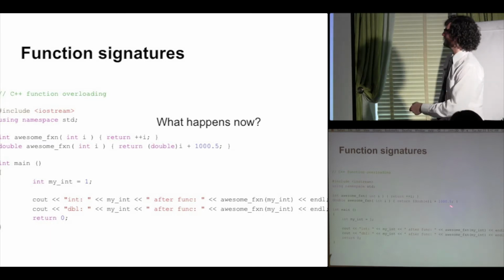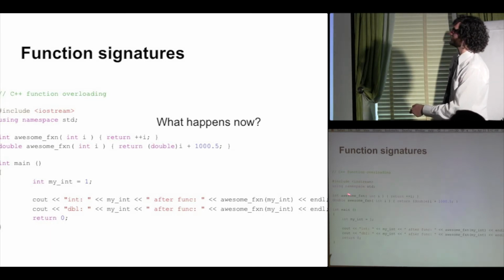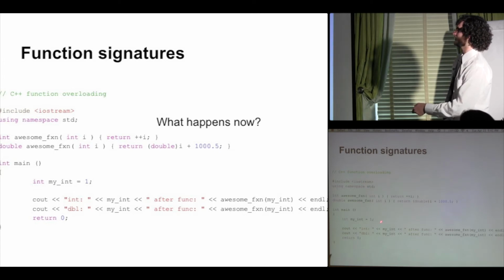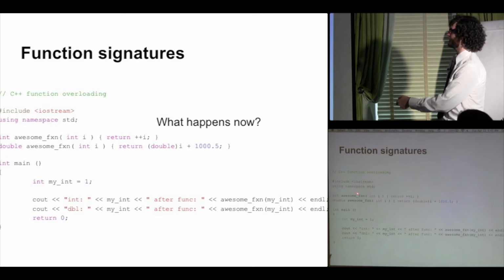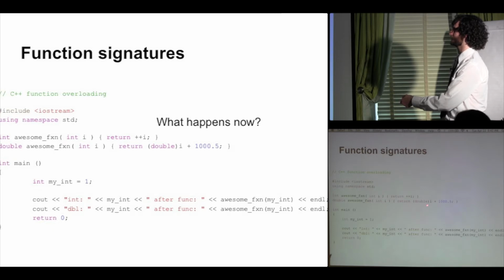Okay, so what if I say, you know, I can do this even easier. I don't need to have that double. So now I have awesome function that takes an int and returns plus plus and returns an int. Awesome function also takes an int, casts it to a double, and then adds 1000.5, and it returns a double. That's not going to work.